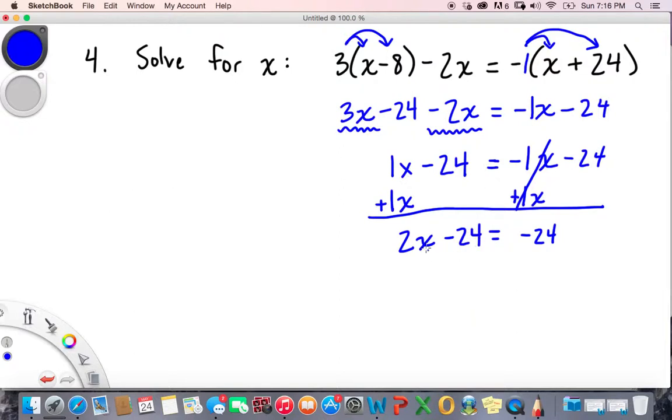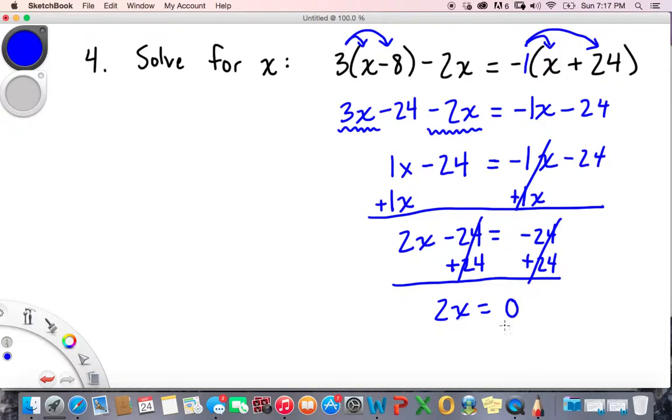Now I have the x's on the same side. I just need to get all the numbers without x, all these constants, on the other side. So I want to cancel this out. The opposite of subtracting 24 would be to add 24. And if I add 24 there, I need to add 24 over here. So these cancel out, and I'm left with 2x equals, but then if I look over here, I have negative 24 plus 24. Those are going to cancel out as well. Negative 24 plus 24 is simply 0.